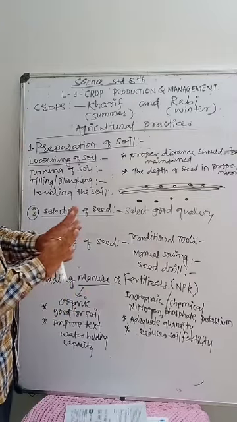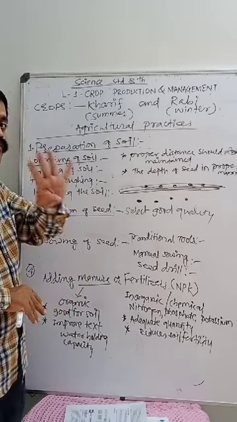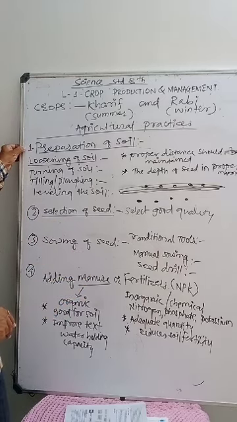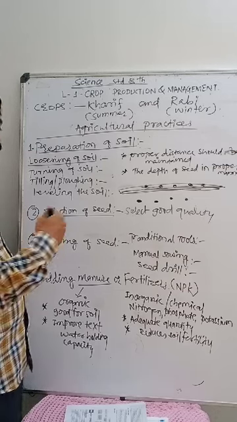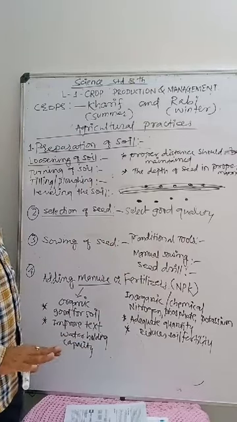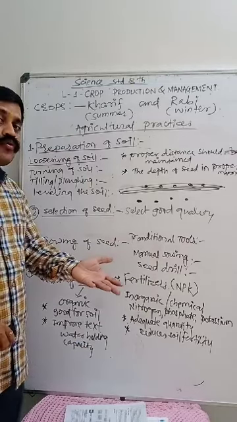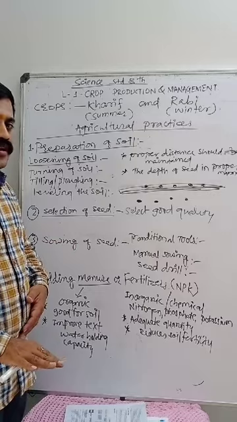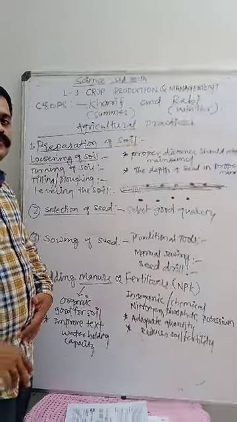So whatever the agricultural practices are there, we have learned 4 agricultural practices. Number 1, preparation of soil. Second, selection of seed. Third, sowing of seed. Fourth, adding manure and fertilizers. So next we are again going to understand the next steps. Till then you have to note this down.